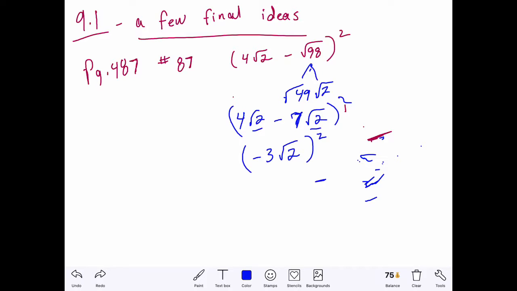Then, when I go to square these, I want to square both of them. The square will go to both terms. Well, negative 3 squared and root 2 squared. Well, negative 3 squared is 9, and root 2 squared, well, the square here just undoes the square root, that's the index, and so it's just 2. The square root of 2 squared is 2. So 9 times 2 then is 18.